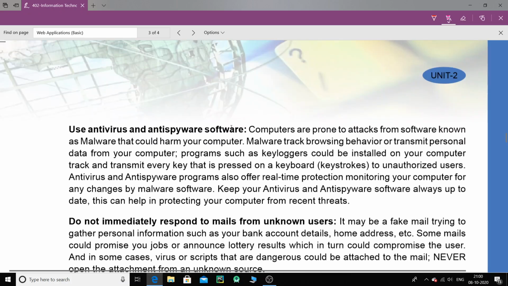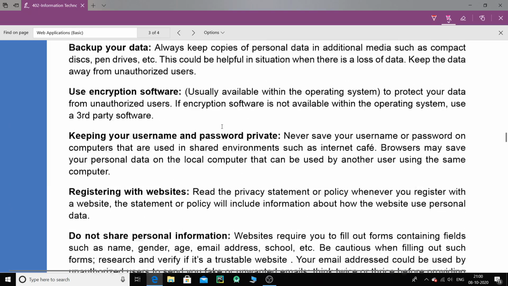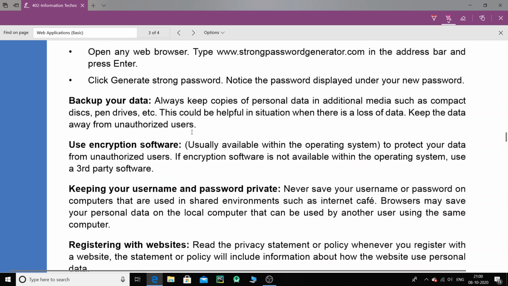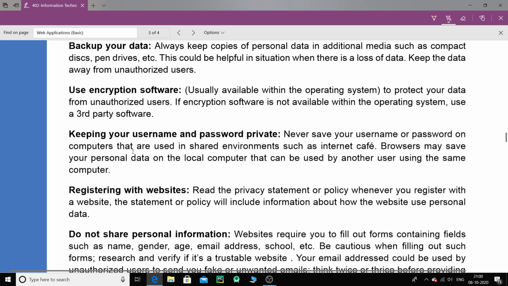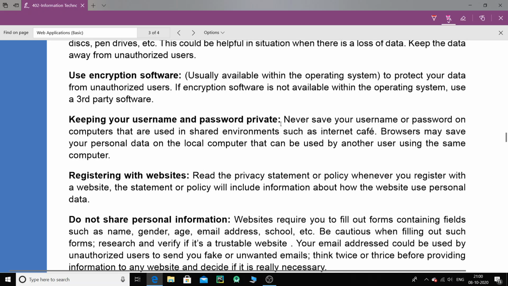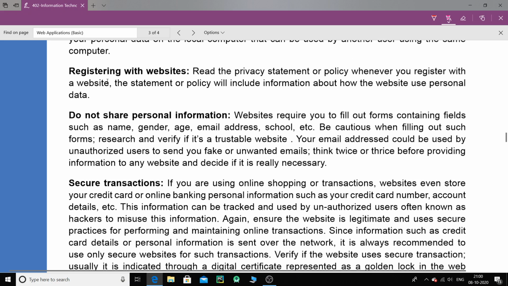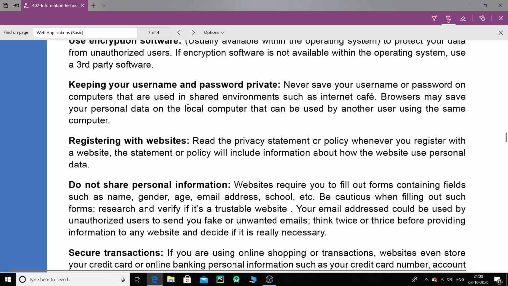So then they have spoken about what all things you should do. Back up your system, always keep copies of your personal data. Use encryption software to protect your data from unauthorized users. Keep your username and password private, do not tell it to anybody other than yourself. Because if you do not tell it to yourself you will forget it, and then there is an issue. Then you have to go to forgot password, then again go for the OTP process, and then again you can generate the password.